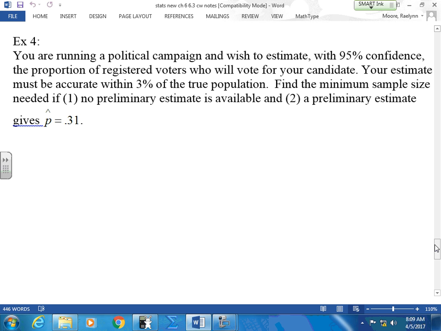Your estimate must be accurate within. See the word within? Within tells me what? Margin of error. Within means to the left, to the right of it. There's my wiggle room. There's my margin of error. So I've got my margin of error of 3%. How do I write this as a decimal? 0.03. Find the minimum sample size needed.